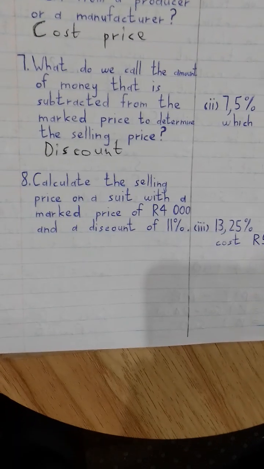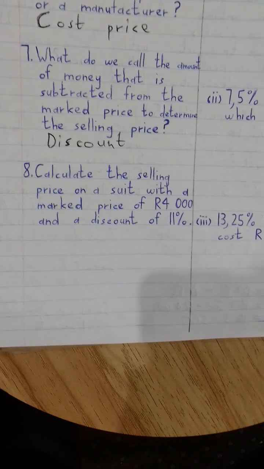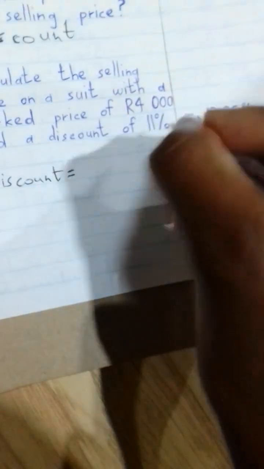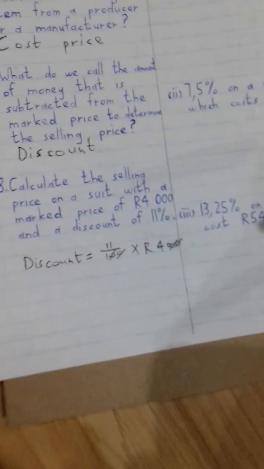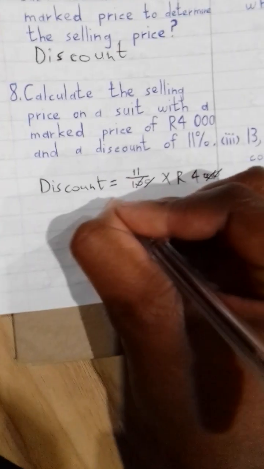Number 8 states, calculate the selling price on a suit with a marked price of 4,000 rand and a discount of 11%. Discount is 11% means 11 over 100 times marked price, which is 4,000. So this goes, this goes, this goes, this goes. 11 times 40, I'm getting 440.